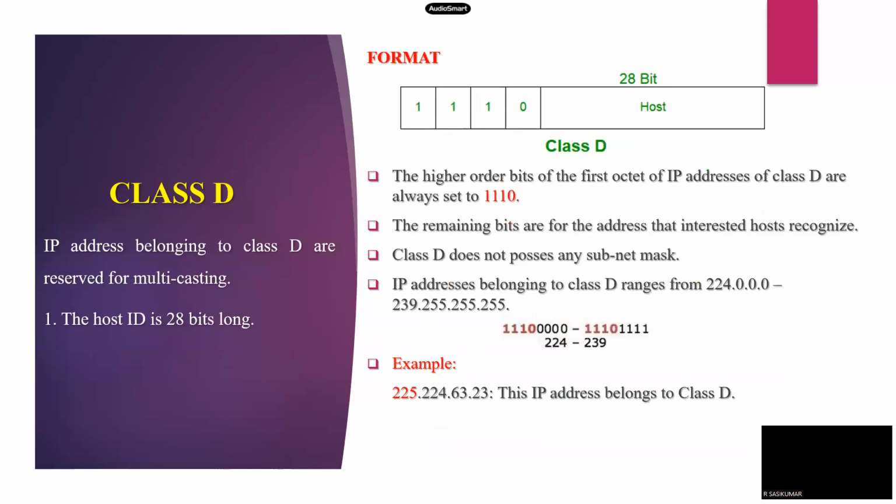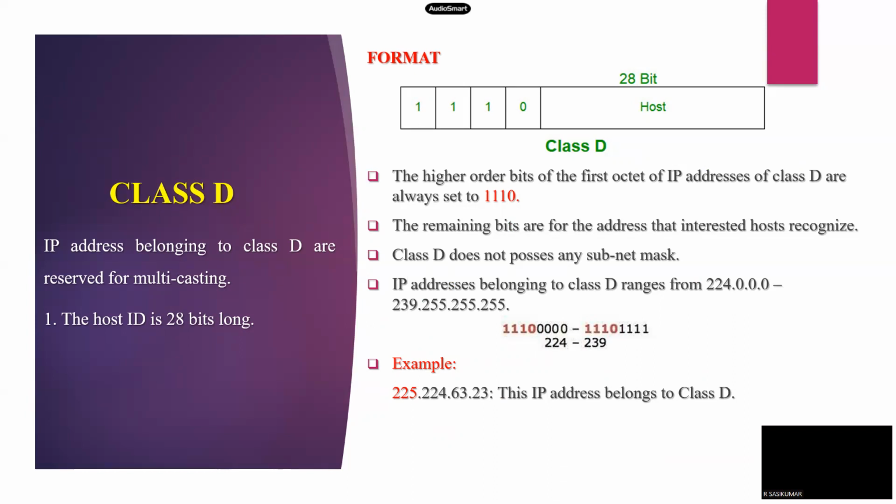And class D is used for multicasting purposes, not for commercial use. This is 32 bits. Among the 32 bits, the first 4 bits, 1110, denote class D, and the remaining 28 bits are for host. Class A, class B, and class C are used for commercial purposes. Class D is not commercial; it is experimental, so that's multicasting.